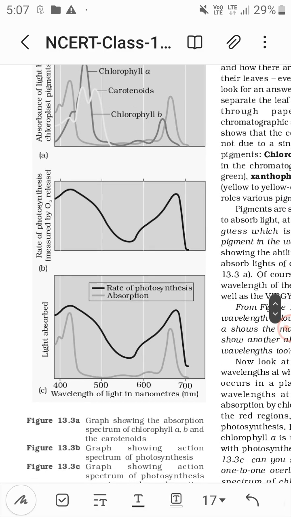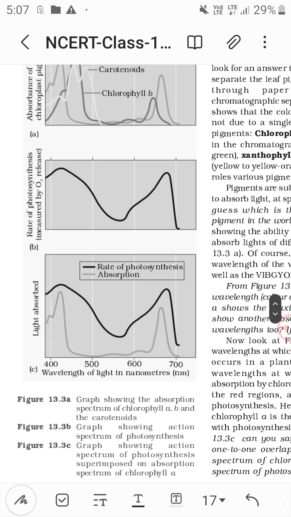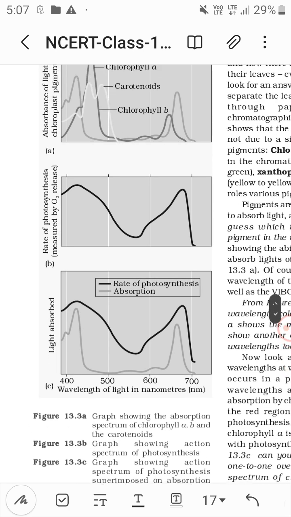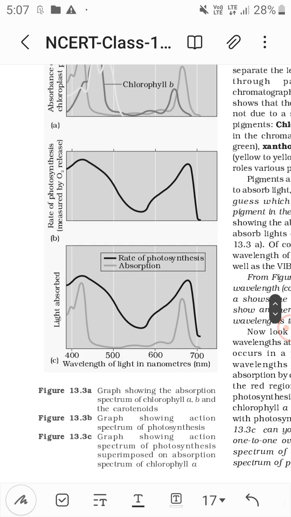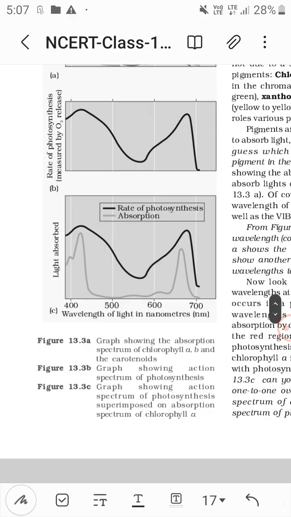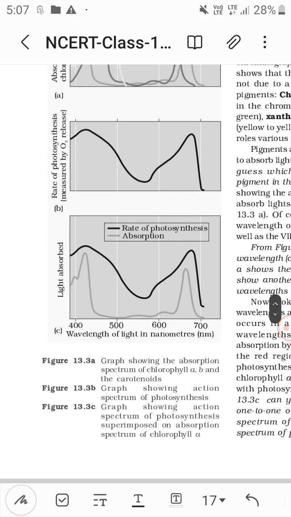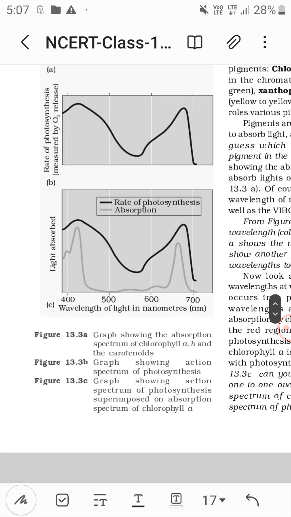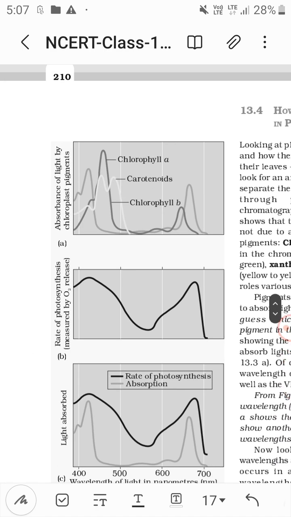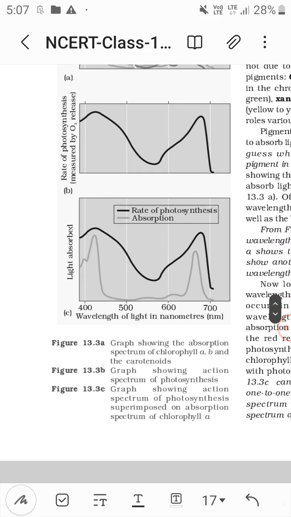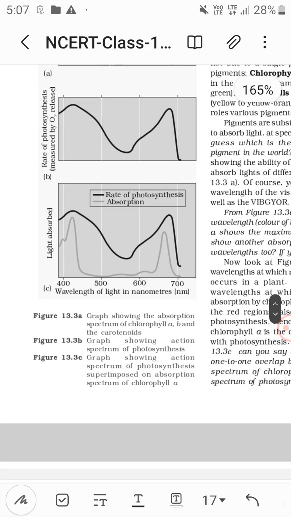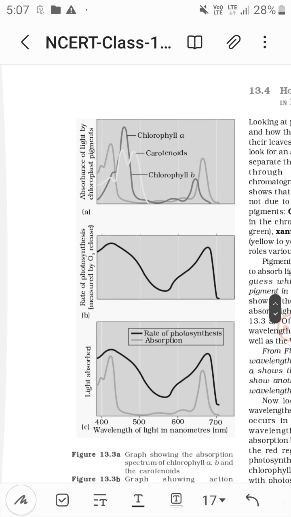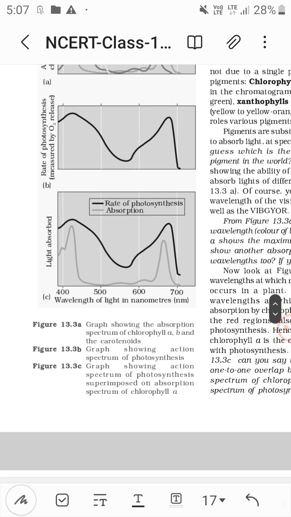Now, rate of photosynthesis measured by O2 release. So rate of photosynthesis in the second diagram. Now light absorbed versus wavelength of light in nanometers on the x-axis, rate of photosynthesis and absorption. So the first graph shows the absorption spectrum of chlorophyll A, B and carotenoids. Now the second diagram shows the action spectrum of photosynthesis. In the third diagram, the graph shows the action spectrum of photosynthesis superimposed on the absorption spectrum of chlorophyll A. So chlorophyll A and the rate of photosynthesis are almost the same.